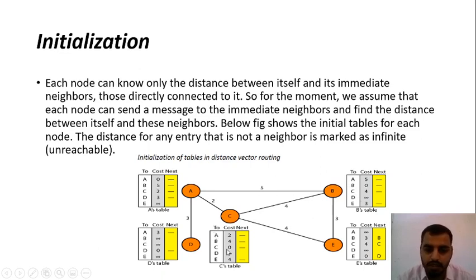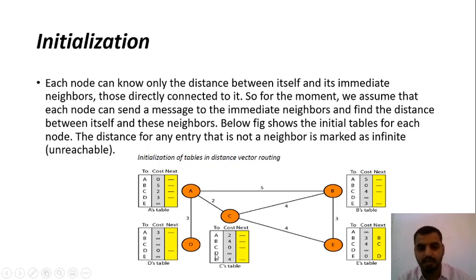Now coming towards table C. The distance between A to C is 2, or C to A is 2. The distance between C to B is 4. The distance between C to C is 0. C and D are not connected, so we wrote it as infinite. And the distance between C to E is 4, so we wrote it as 4.